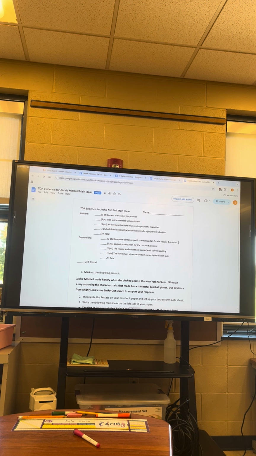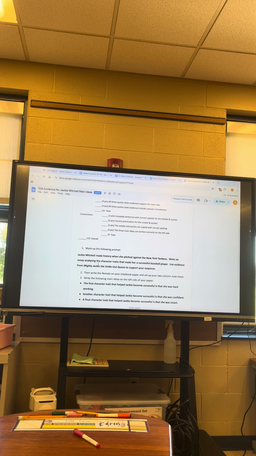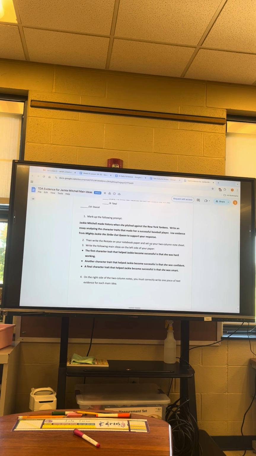Conventions. You have complete sentences with correct capitals for the restate and quotes. You have correct punctuation for the restate and quotes. The restate and quotes are copied with correct spelling. The 3 main ideas are written correctly on the left side. Okay? This is how you will be graded, again, on your restate as well as finding text evidence for the main idea. Okay, so let's go ahead and mark up the following prompt.